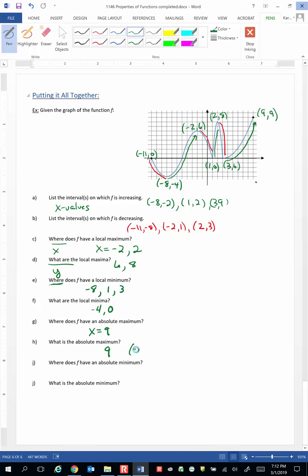But remember, this is the y value. Now where does f have an absolute minimum? Remember I mentioned before one of those local minimums is also the absolute minimum. So the lowest point on the graph is at y equals -4. So at x equals -8, the absolute minimum is -4, because remember, that's the y value. What is the y value?